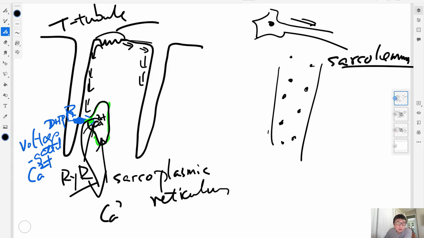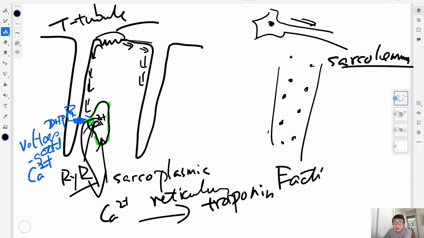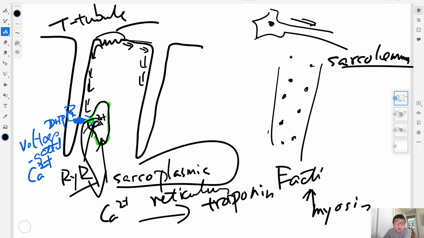And what does calcium do? Last time we mentioned that calcium will remove the troponin from the F-actin, and then myosin will bind to F-actin, and the muscle will contract. This is how the muscle contracts. The major trigger of muscle contraction is the calcium coming from the reservoir, the sarcoplasmic reticulum.